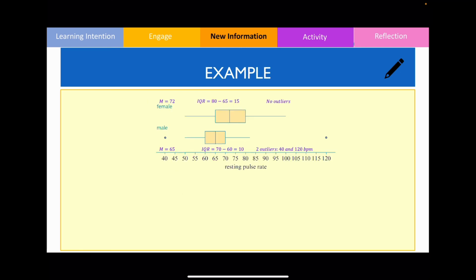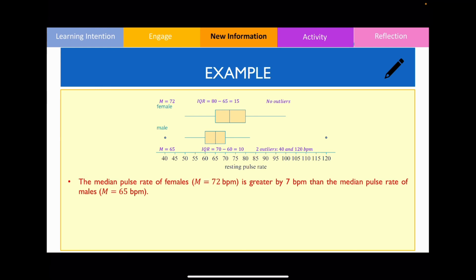So in terms of the center, I'm going to say that the median pulse rate of females is greater by 7 beats per minute than the median pulse rate of males. In terms of the spread, I can see that the first box plot is a lot more varied. So therefore, I'm going to say the spread of pulse rates in females is greater by 5 beats per minute than the spread in males.